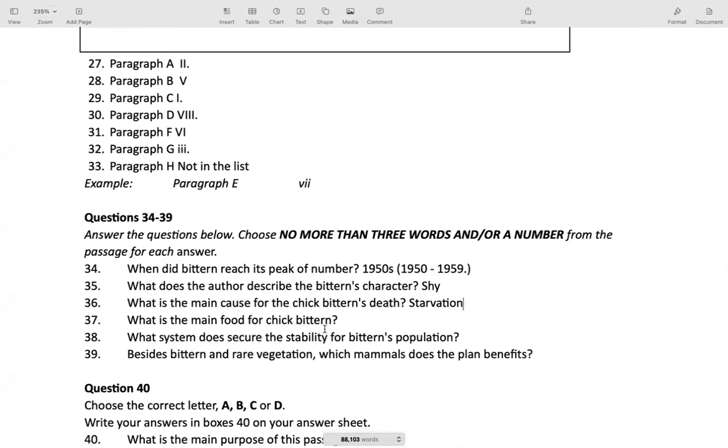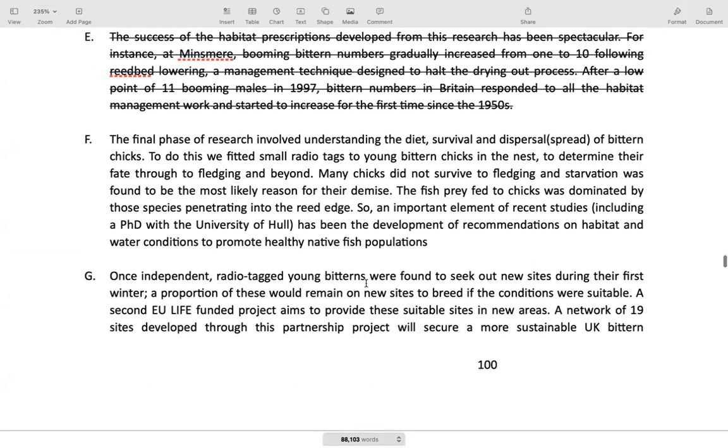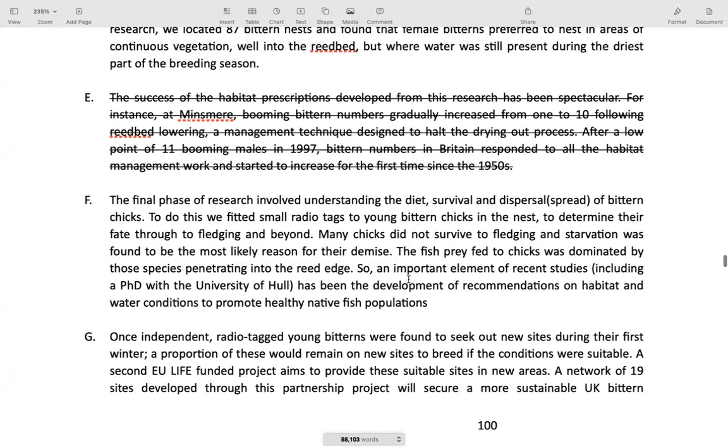What is the main food for the bittern? And now you're going to tell me which word told you it's the main food. Tell me. Fish, fry, fish prey. Only fish. Where does it say it's the main food? Which word? Dominant. Dominant. Yes, perfect.